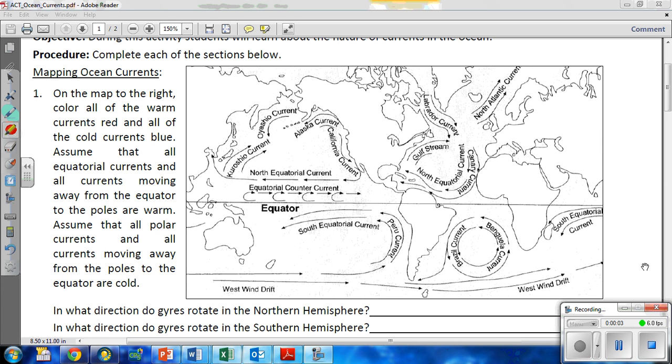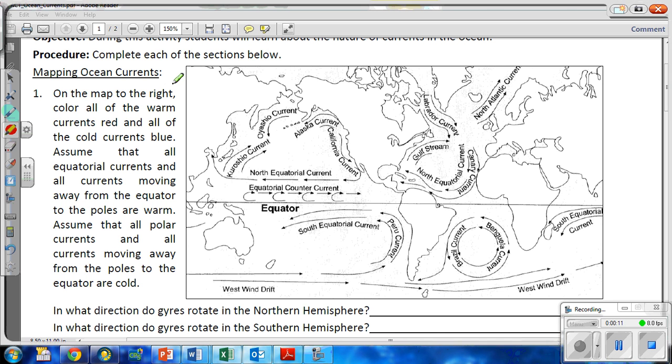Here's the tutorial on how to properly make the figures for the current activity and also how to answer the questions. So let me demonstrate first with the mapping ocean currents. This is where we wanted to highlight the warm currents red, the cold currents blue. All of the equatorial currents, including the countercurrents, would be red. So even the south equatorial current would be red.